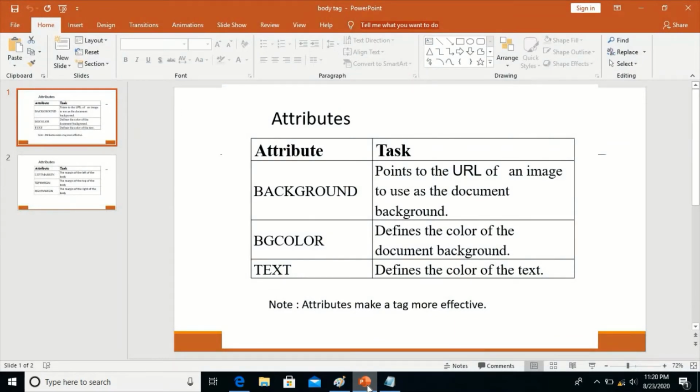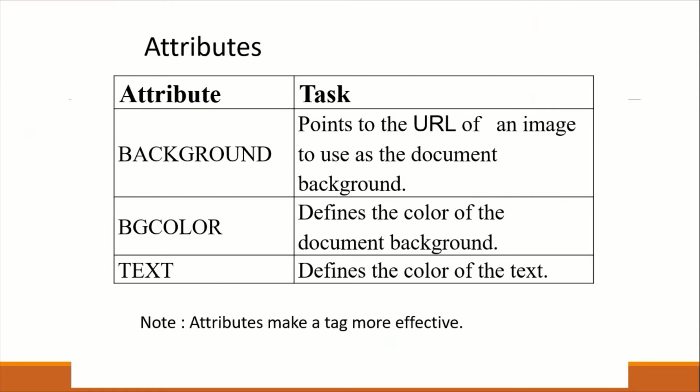Attributes are nothing but these are used to make a tag more effective. The attributes of the body tag are background, bgcolor, and text.